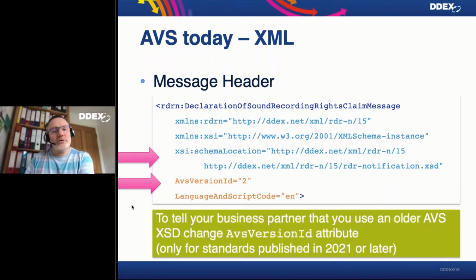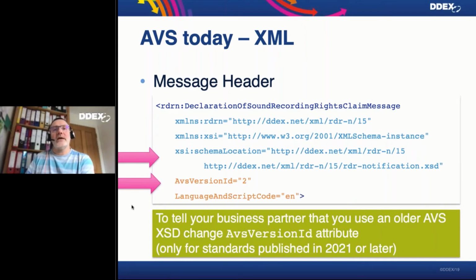If you want to tell your business partners that you use an older version, well, you just change this orange AVS version ID attribute to number 1 in this case. Well, that's the only option. But in a couple of years' time, when we are at, I don't know, version 7 of the allowed values, you could then pick the older versions that you want to.